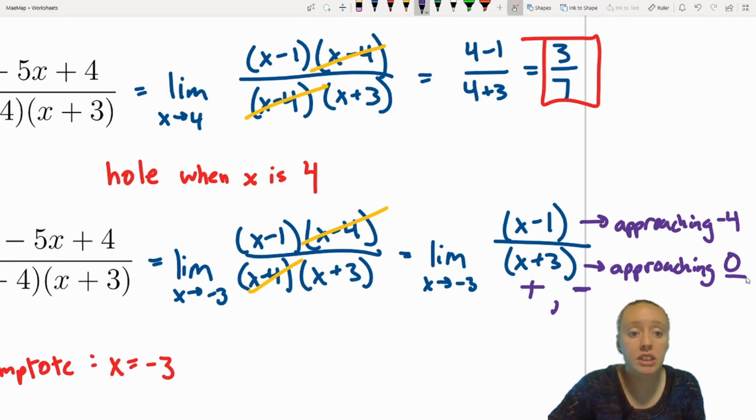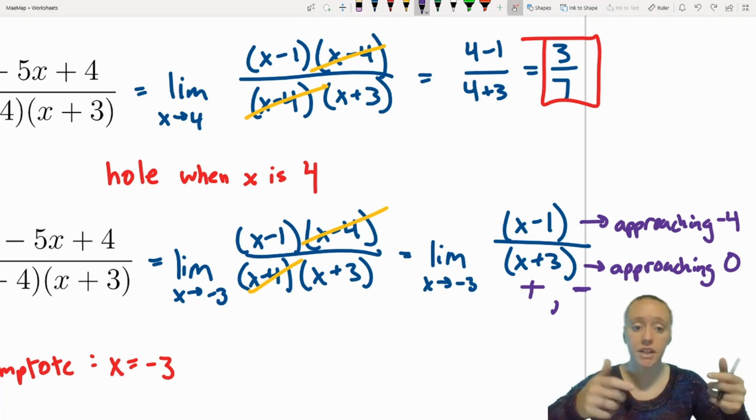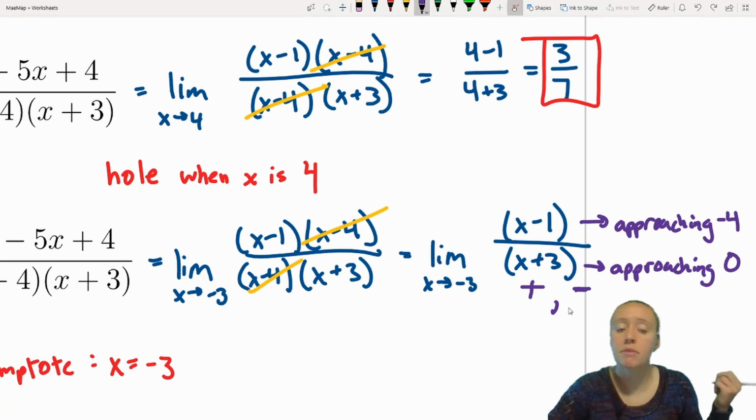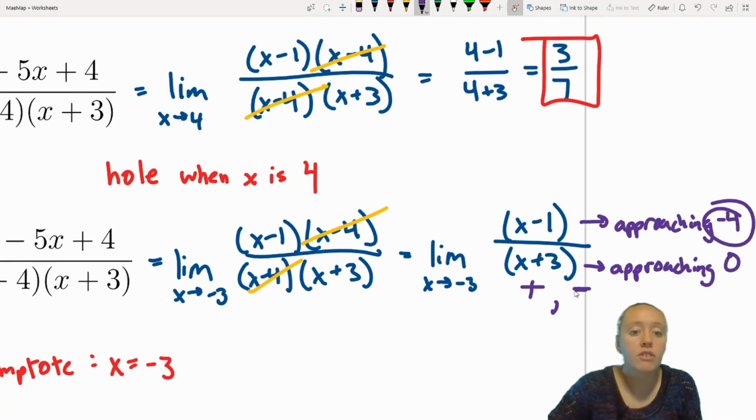So even though we're approaching 0 coming from the right and coming from the left, we're approaching it from positives or negatives, which is going to make the sign of our infinity flip. So coming from the right, we're going to be approaching negative over positive. That's going to be a negative infinity. And coming from the left, negative over negative, we're going to be approaching positive infinity. So this limit does not exist.